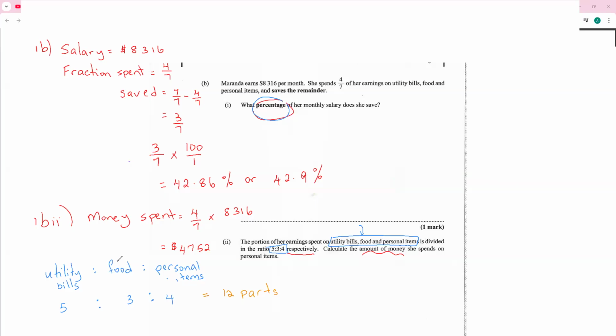So what this is saying is that the money that was spent, which was $4,752, we broke it up into small, even values, right?